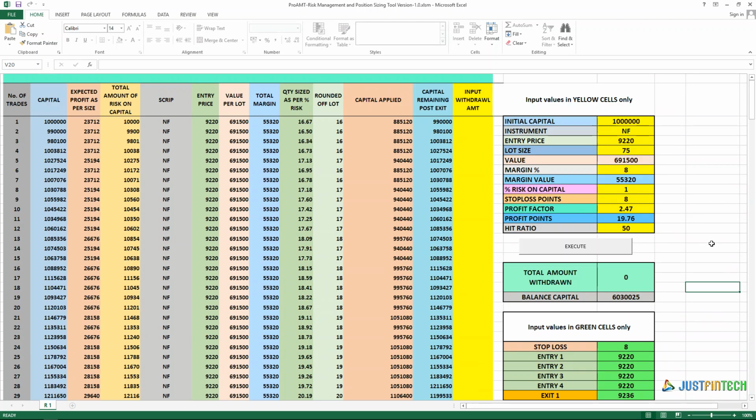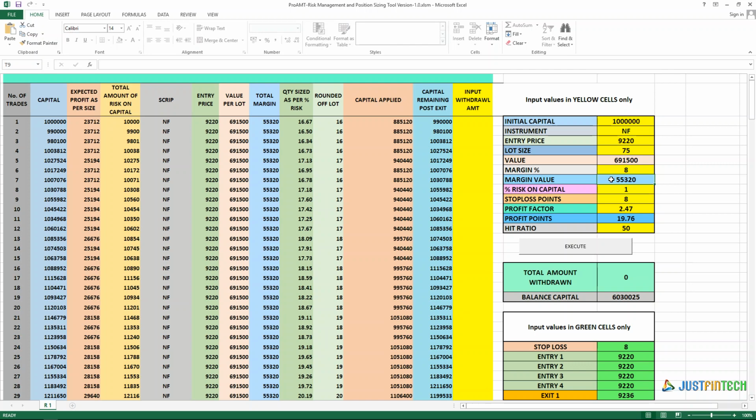And so before entering, these yellow cells are where you want to enter your entry price, the instrument, your total capital, the lot size. Based on the lot size, this will automatically calculate the value of that contract. Then the margin, which is exposure as well as the span margin, because when you are calculating just the span, it will be like taking a leverage.